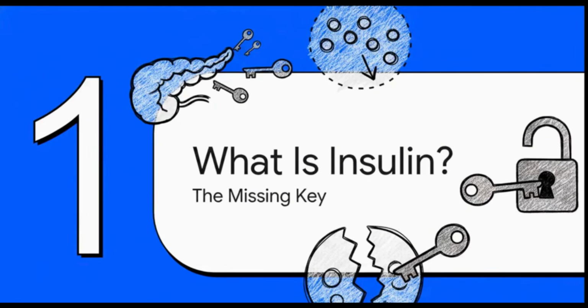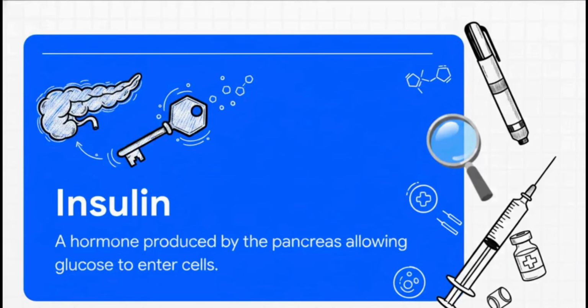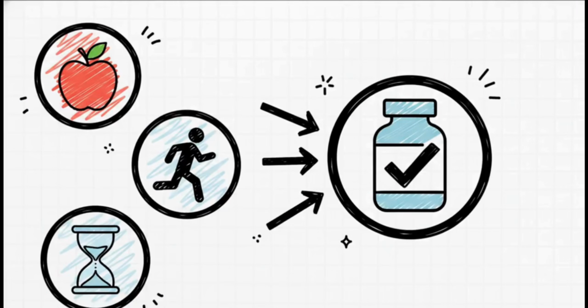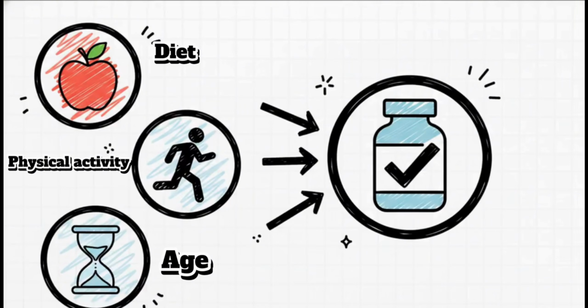So, what is insulin? Insulin is a hormone produced by the pancreas that acts like a key for the cells, allowing glucose to enter so it can be used for energy. In diabetes, especially type 1 and the later stages of type 2, the body produces little to no insulin, which means external insulin is required. The type of insulin prescribed can vary based on different factors such as diet, physical activity, age, and the individual's ability to manage insulin therapy.